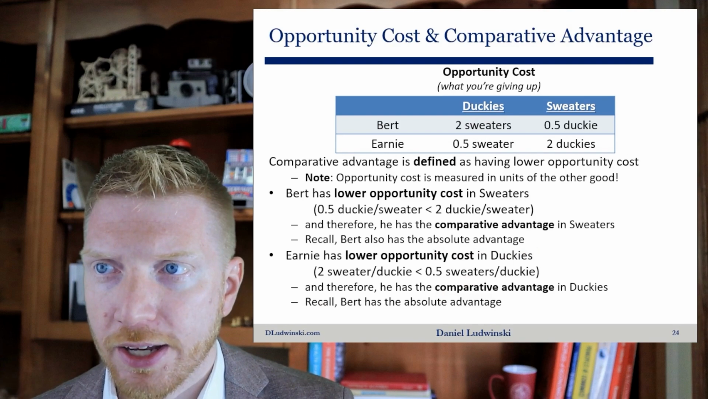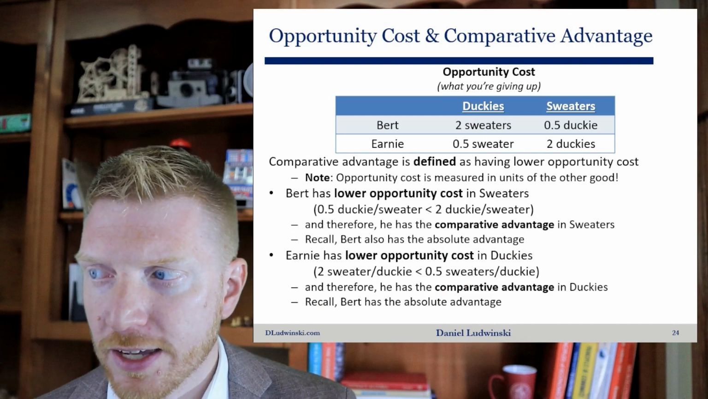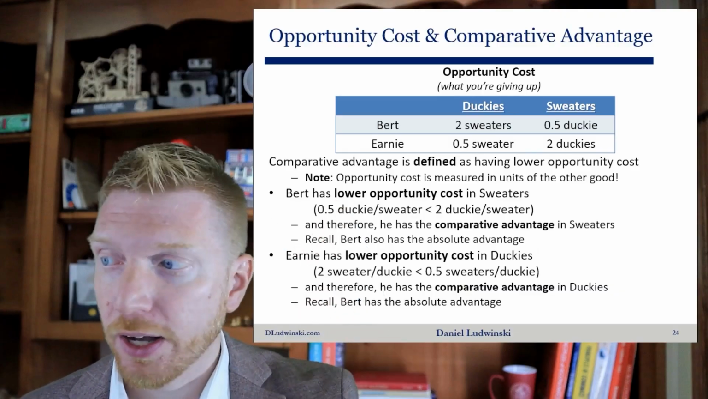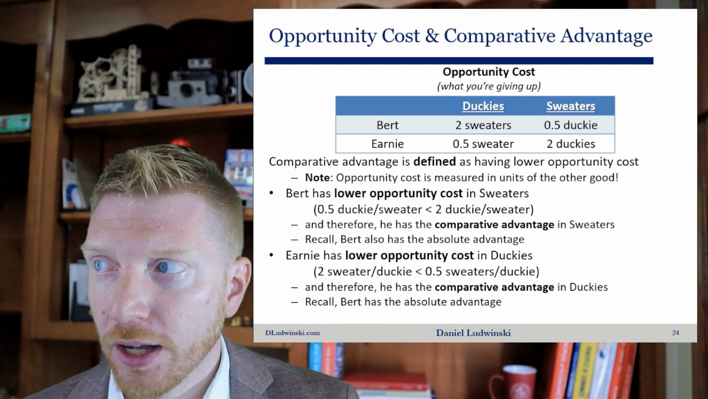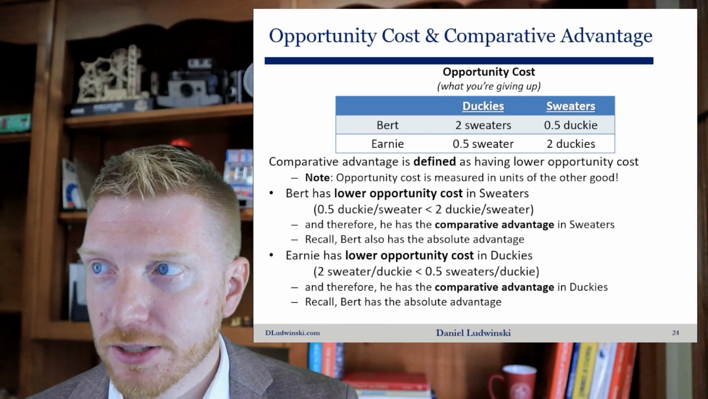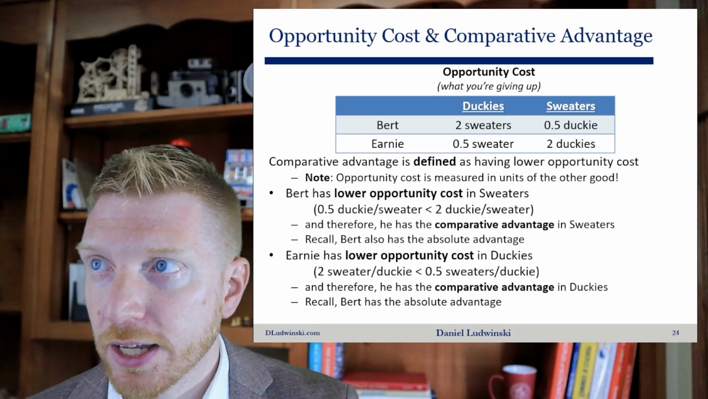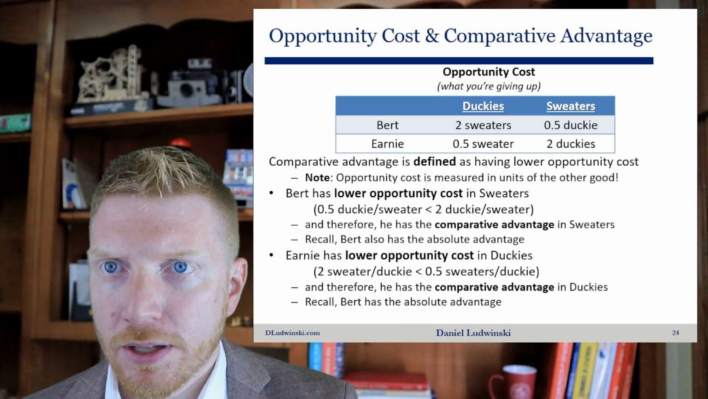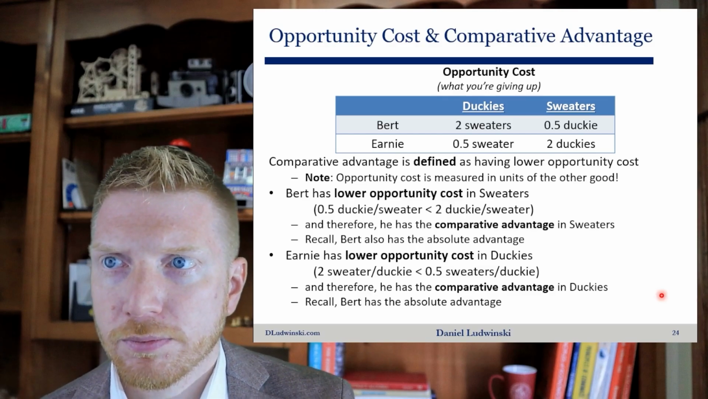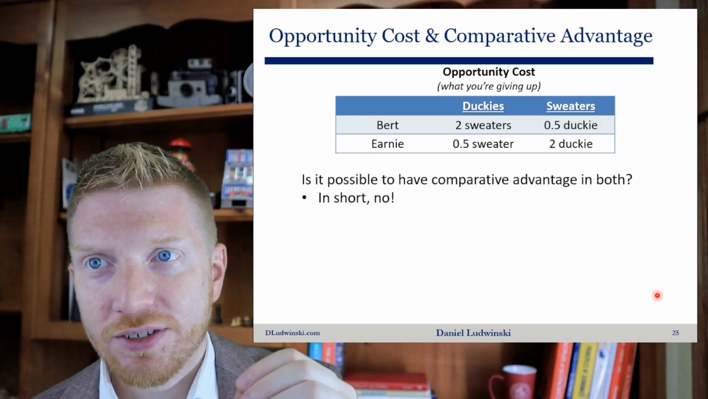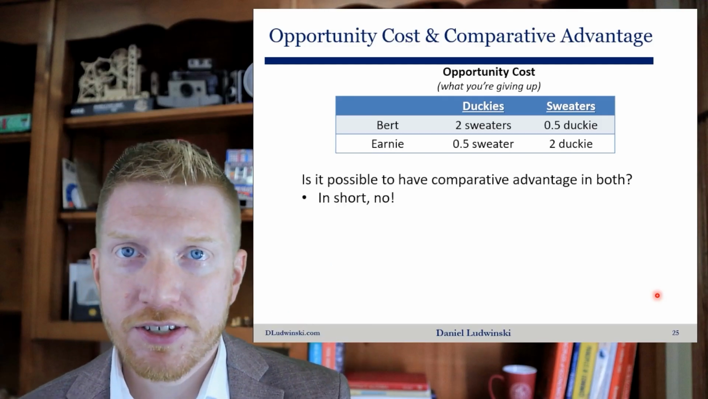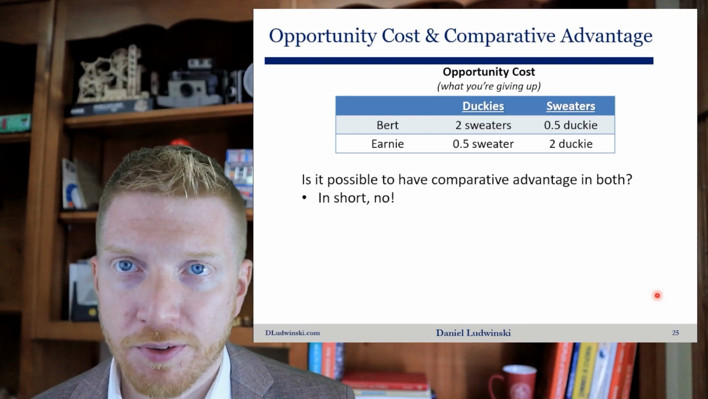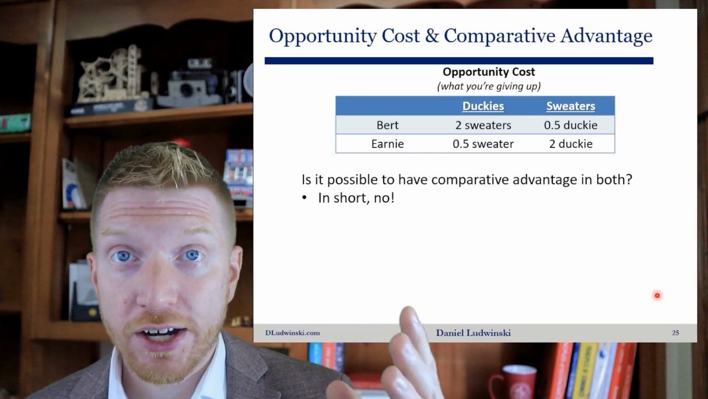This brings up the question then: we saw that in this case one had comparative advantage in one good, and the other had the comparative advantage in the other. Is it possible to have comparative advantage in both? So let's take a second to quickly think about that. In short, the answer is going to be no. This isn't just the fact that it happened to be in this particular case that each of them had that comparative advantage in one good. This is actually generally the case.